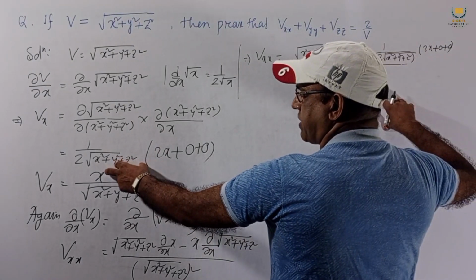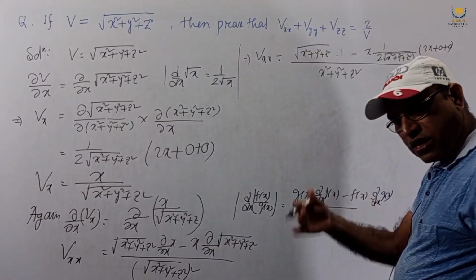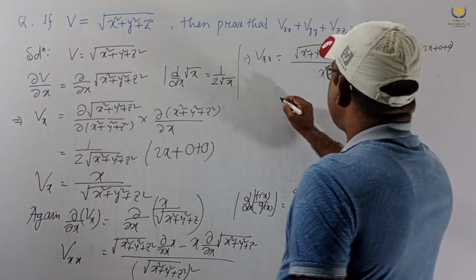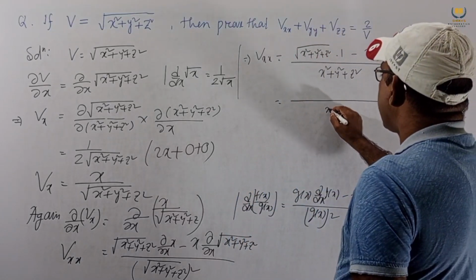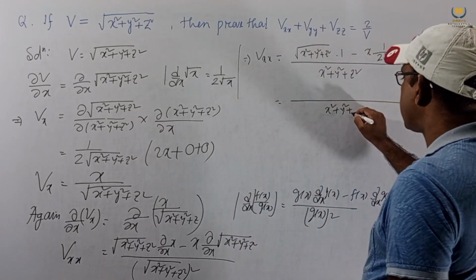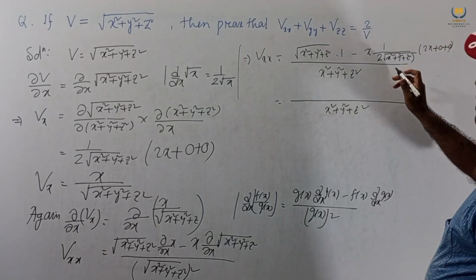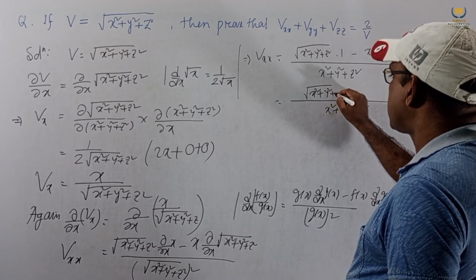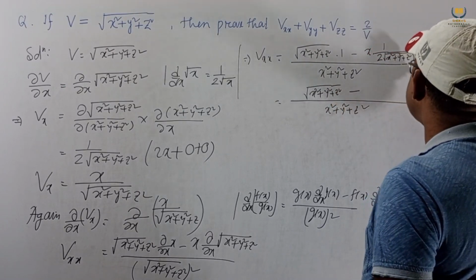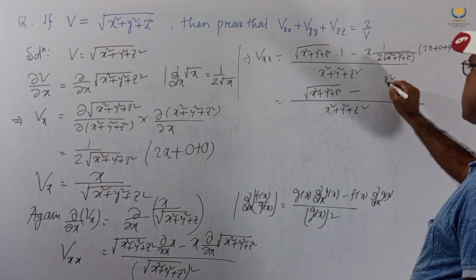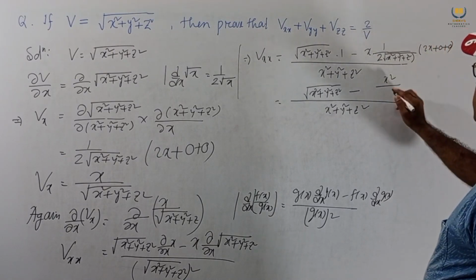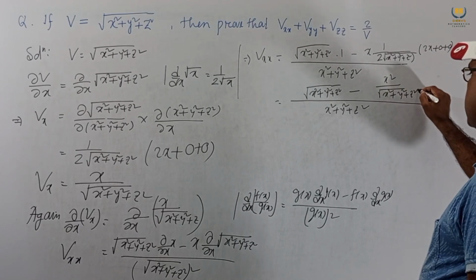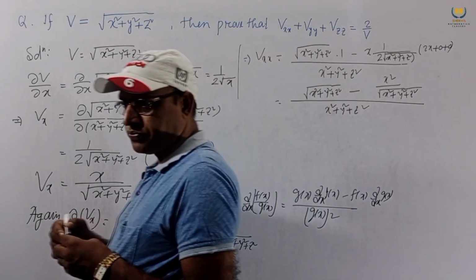Directly I have written this result. No need to show the chain rule, because if we use the chain rule several times, the solution will be long. So this will be x square plus y square plus z square remains the same, and here we get root over x square plus y square plus z square, minus, this 2 cancels, x square by x and x square by root over x square plus y square plus z square. We get this one.